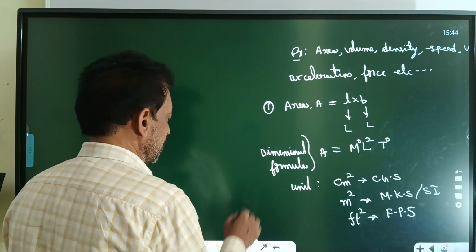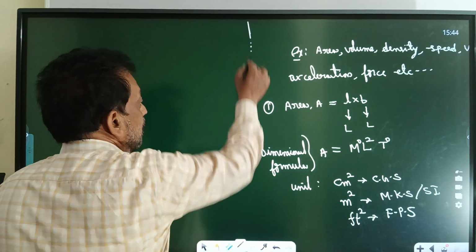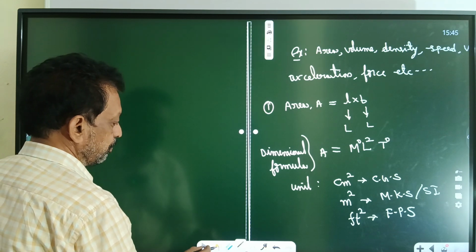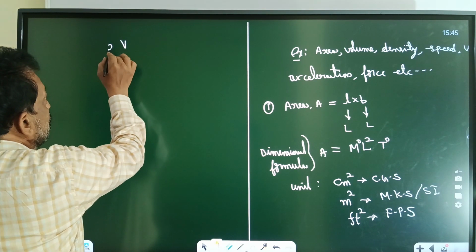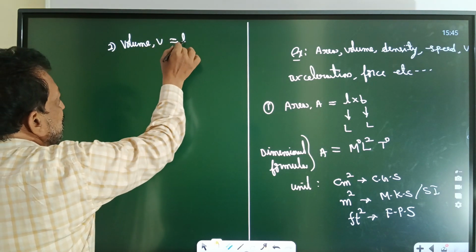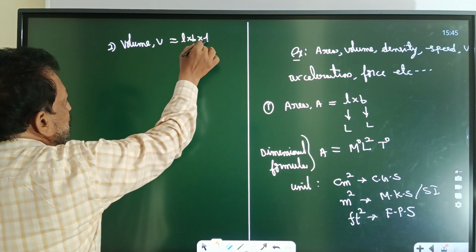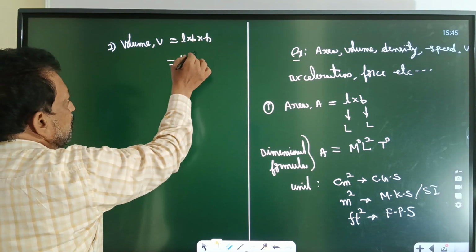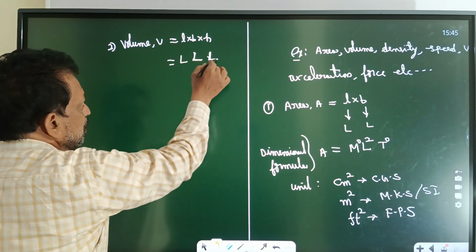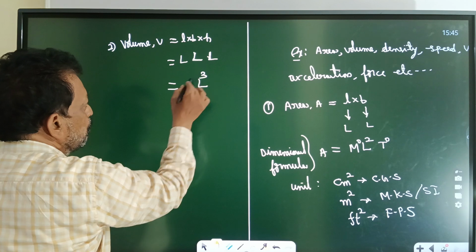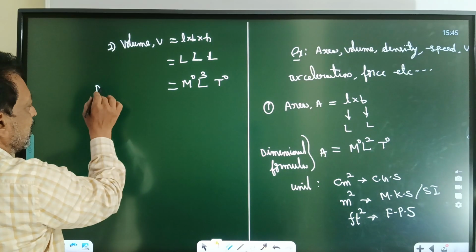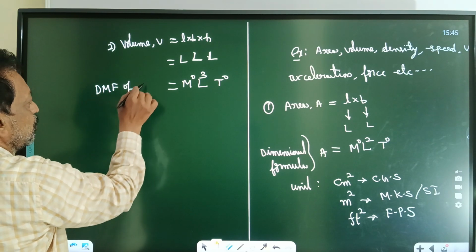Now you try the next one. All of you complete it. Next, try volume. What is the basic formula of volume? Length into breadth into height, LBH. Length is L, breadth also L, and height is also L only. So it is L cube, with unit mass and unit time as zero. You call it the dimensional formula, DMF, of volume.